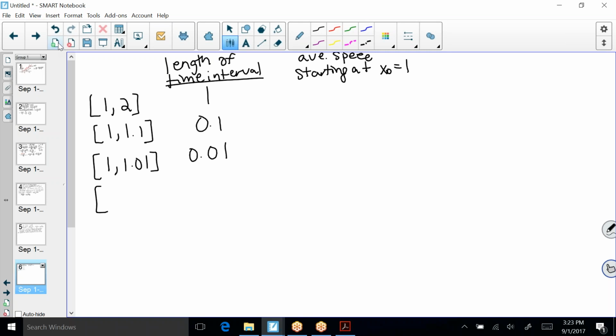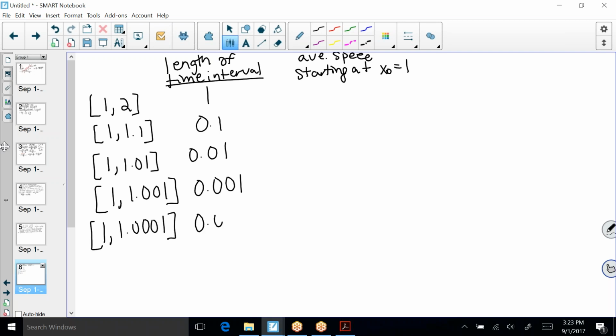And then we can keep going. Start at 1 and we go to 1.001. So the length of our interval now is going to be 0.001. And we can continue this, and again starting at 1, go to 1.0001. So we can keep making those time intervals get closer and closer and closer. Those x values, the interval is going to get smaller and smaller. And we're going to calculate the average speed, again starting at 1 for each one of these.